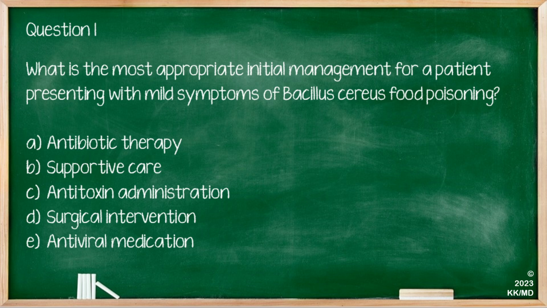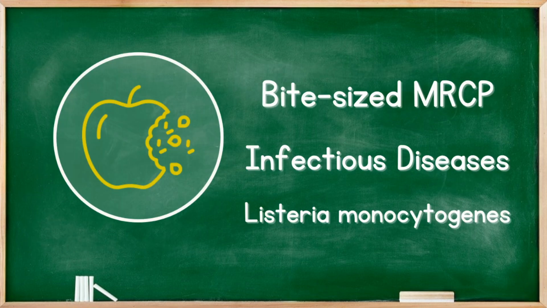So let's try a question. What is the most appropriate initial management for a patient presenting with mild symptoms of Bacillus cereus food poisoning? So our options are antibiotic therapy, supportive care, antitoxin administration, surgical intervention, or antiviral medication. So the answer in this case is supportive care, usually with hydration and electrolyte therapy. This condition does not usually require antibiotics.